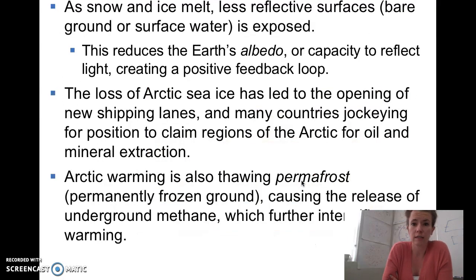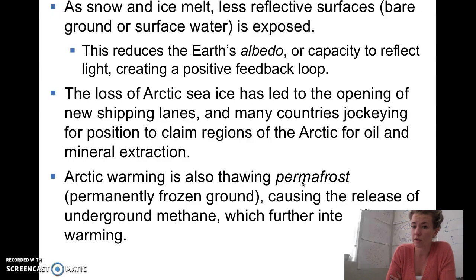As the snow and ice melt, it creates a positive feedback loop that makes more snow and ice melt because snow and ice are super reflective. If you've ever gone skiing or been outside in the snow on a sunny day, it's blinding because the white snow reflects light back up at you. So the earth is not absorbing the heat when it hits the snow, or not a lot of it.